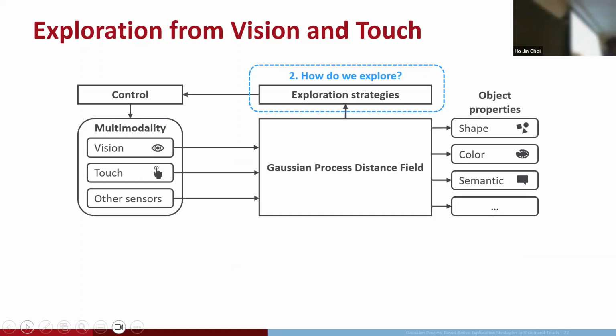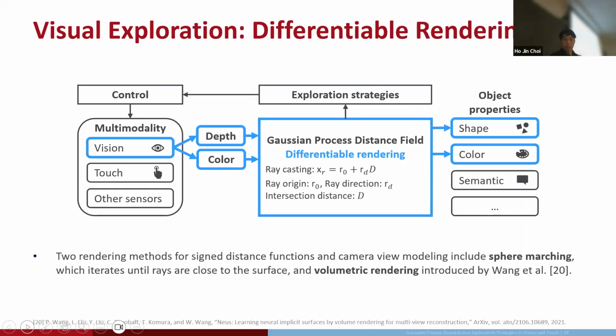So we have been discussing what shape representation of the object or environment we're going to use. Now I'm going to talk about how we're going to use that Gaussian process distance field to do exploration. First, I'm going to talk about visual exploration using a camera. Here we follow previous methods of differentiable rendering to optimize the inducing points of the Gaussian process. This is in addition to the Kullback-Leibler method we showed. You can combine them or use them separately based on need.